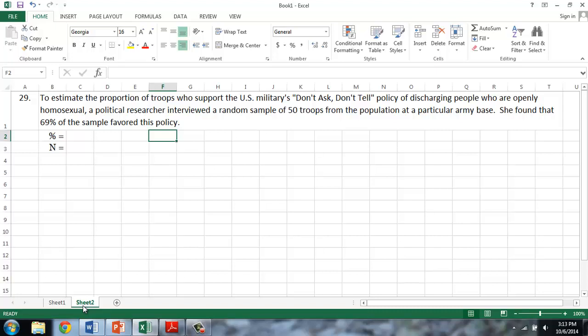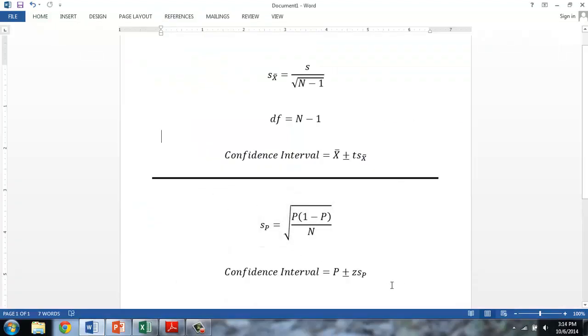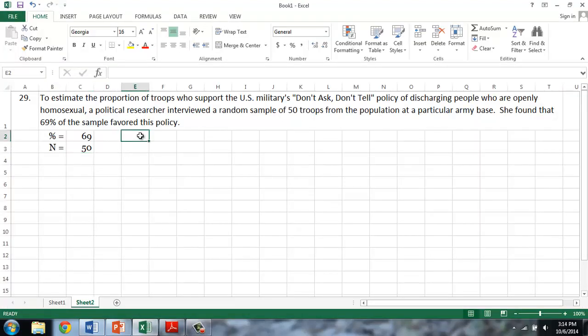Again, the first step is to determine what information we have. And in this case, we have very little information. All we know is that 69% of the sample favored the policy of the 50 troops that were sampled. We'll use this second set of equations for calculating confidence intervals of proportions. Since these are for proportions represented by p in these formulas, the first thing we'll do is convert our percentage into a proportion. Proportion is simply equal to a percentage divided by 100. So our proportion for this problem is 0.69.